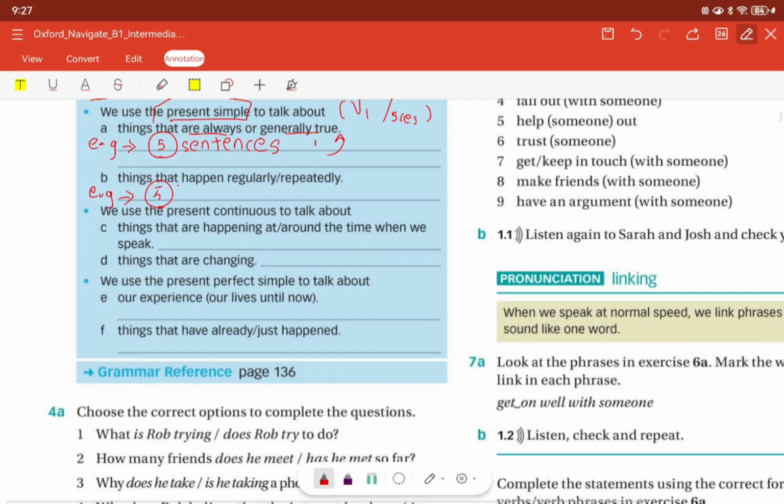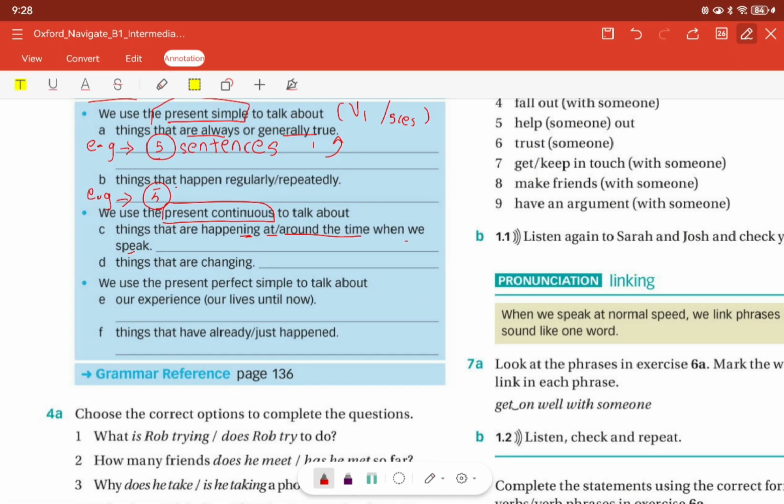Next, we use present continuous to talk about things that are happening at or around the time when we speak, and are still happening. For example, I am using my phone right now. I'm still using my phone. I have not put my phone down on the table. I'm not doing anything else yet, but I am still using my phone. When I say that I am using my phone, you already know what I mean, I think.